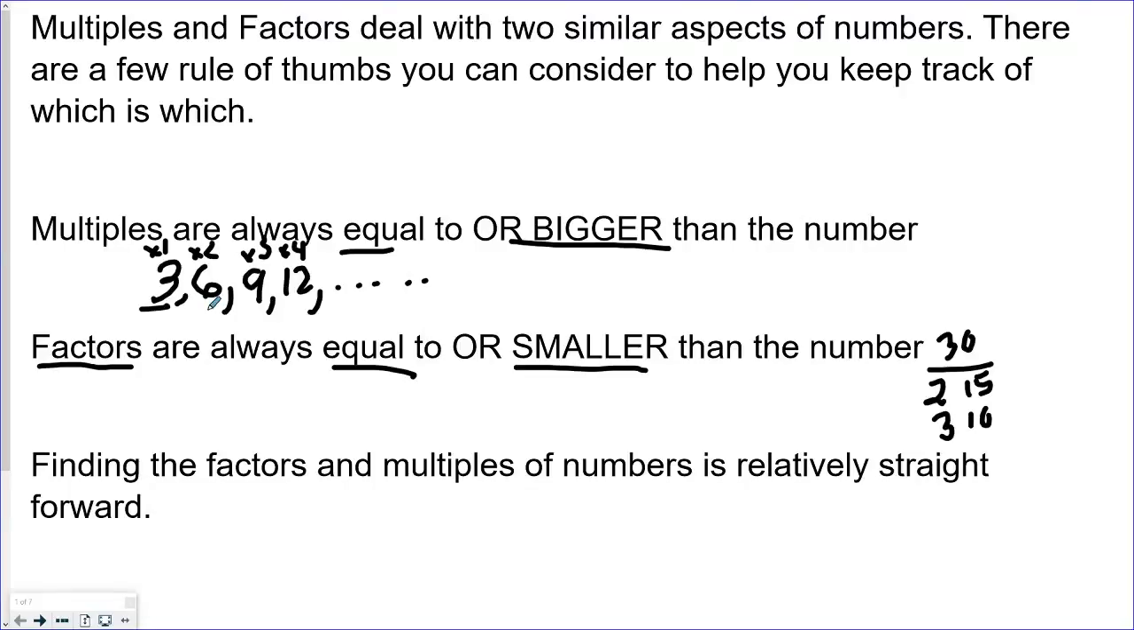The factors can never be bigger than the number. That's a trick you can keep in mind here. Multiples deal with multiplication. Factors deal a little bit more with division, because you're taking a number and you're dividing it into its smaller pieces.